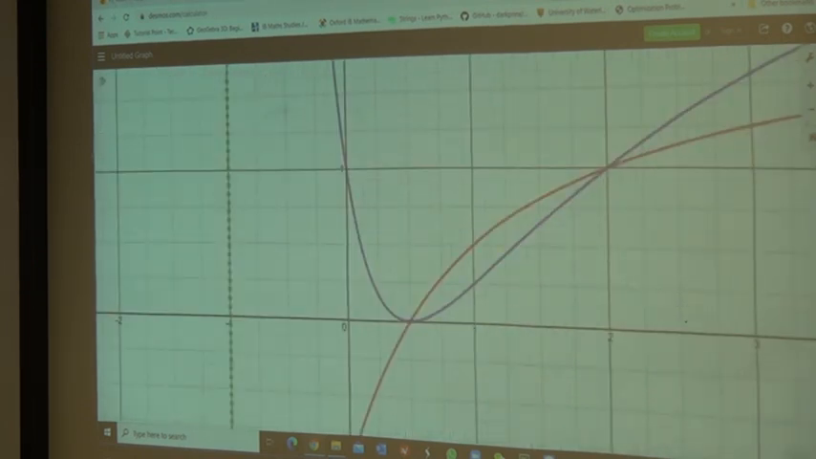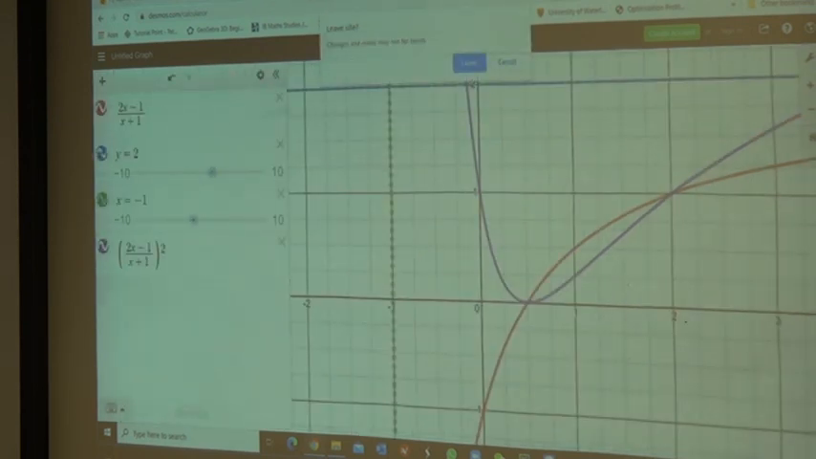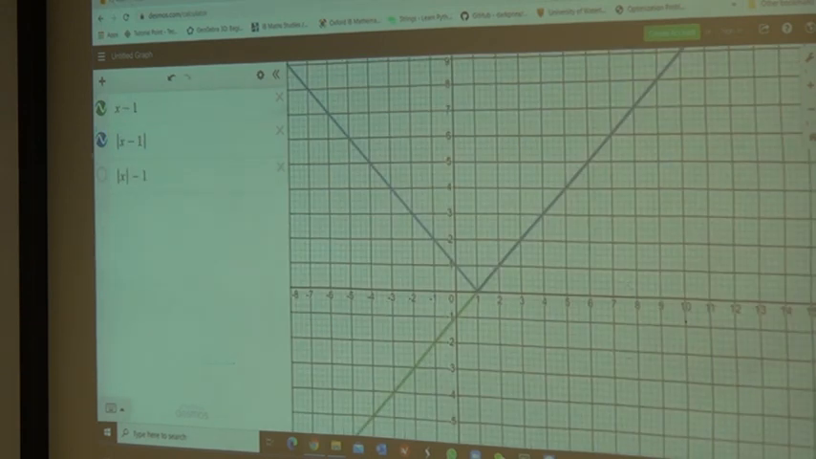Are you seeing something here? Yes. Okay, is this part of it? No, get out. We don't need you. Okay, so what do you notice?